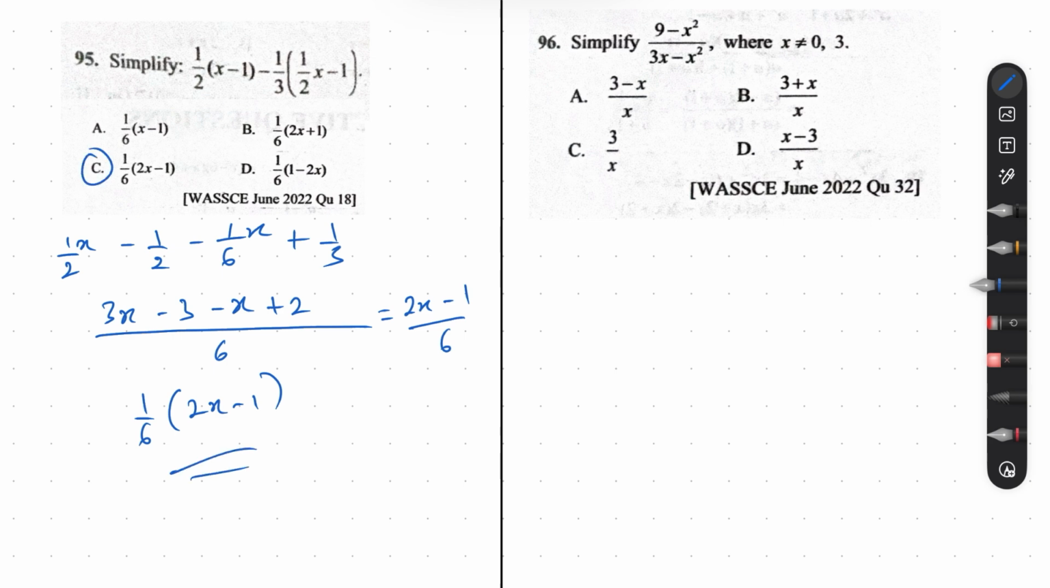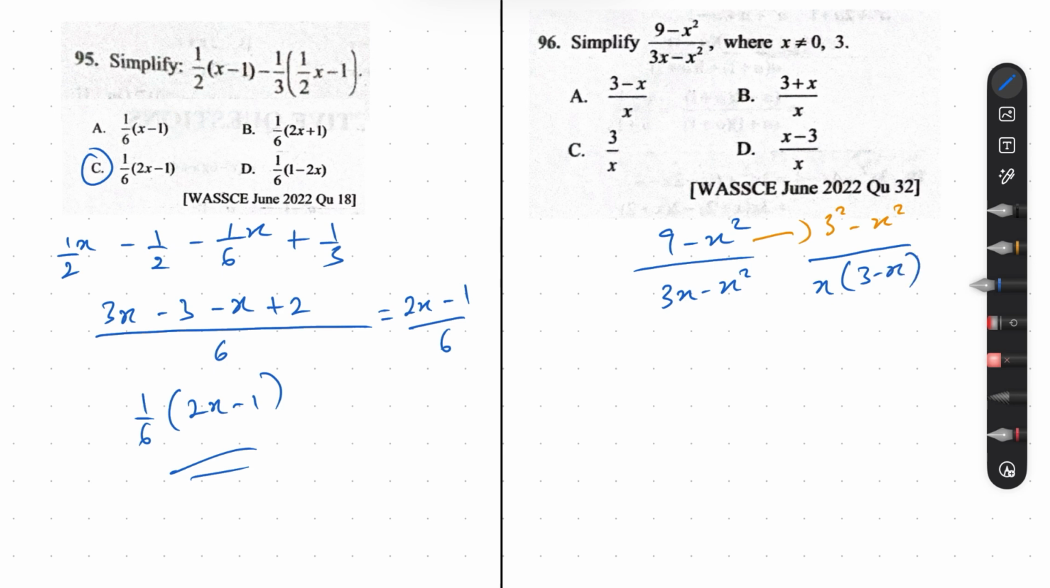Now let's move on to question number 96. It says simplify this. Okay, so let's write it down. We have 9 minus x squared all over 3x minus x squared. We know this is a difference of 2 squares because 9 is the same as 3 squared, minus x squared. And then at the bottom you can factor x out. Then we have 3 minus x.